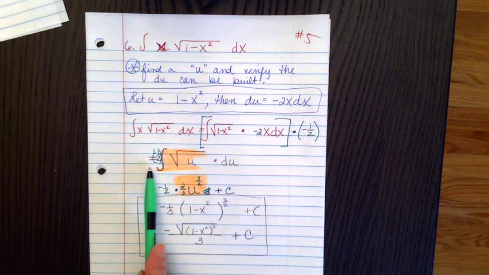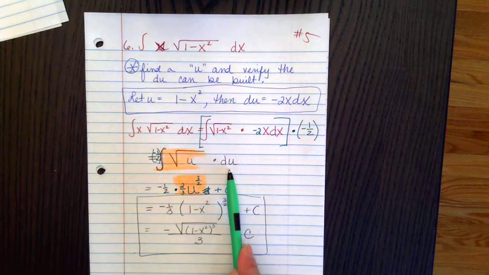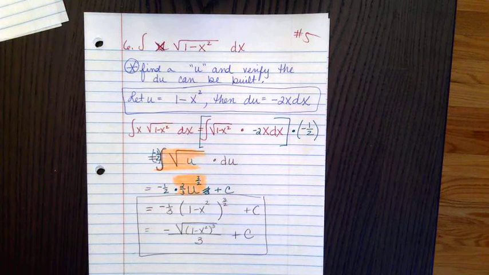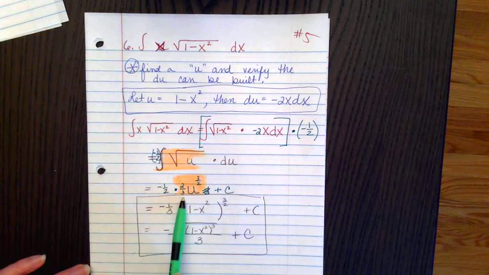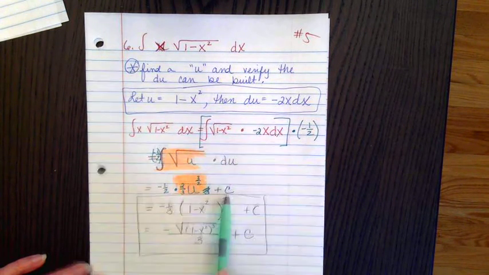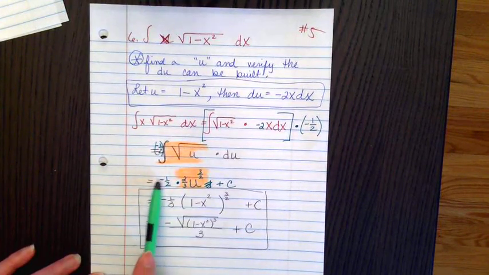So then I rewrite the integral as negative 1/2 times the integral of the square root of u du, and then it's just integrating from there. When I integrate the square root of u, I'm going to think of it as u to the 1/2. So we get u to the 1/2 plus 2/2 is 3/2, divided by 3/2, which is the same as multiplying by 2/3, plus our constant of integration. You could, in some cases, leave it like this other than simplifying the negative 1.